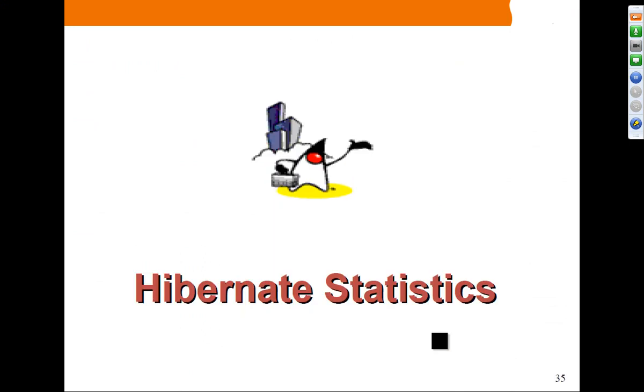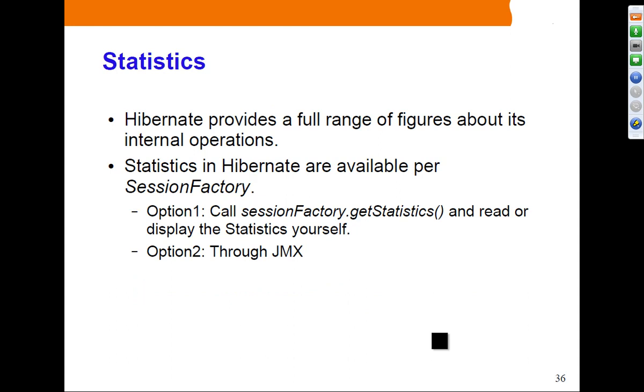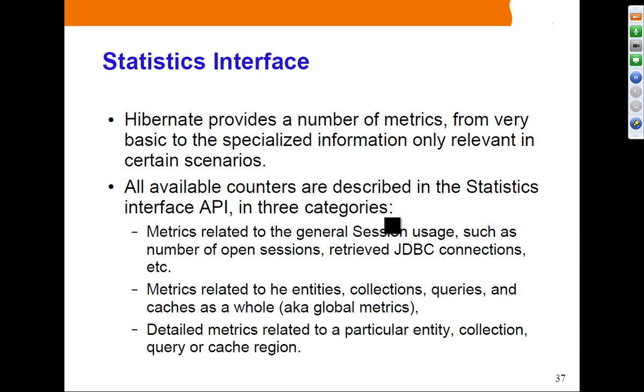Okay, so the last one is Hibernate statistics. Hibernate provides the statistics object. You can call the getStatistics method from the session factory, and then you get the statistics object, which captures your statistics. It has a bunch of statistical information. You can also get the statistics information through JMX, but here we're going to work on the statistics object. The statistics interface provides a number of metrics, from very basic to specialized information only relevant to certain scenarios. Like session usage, such as the number of open sessions and retrieved JDBC connections, metrics related to entities, collections, queries, and caches, and detailed metrics related to a particular entity, collection, query and cache region.